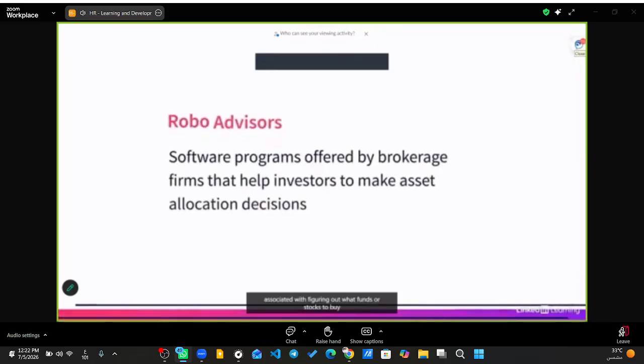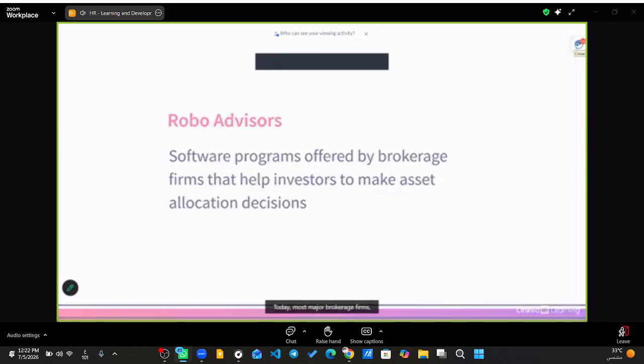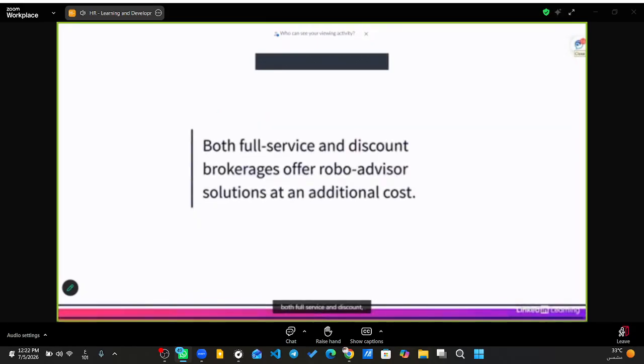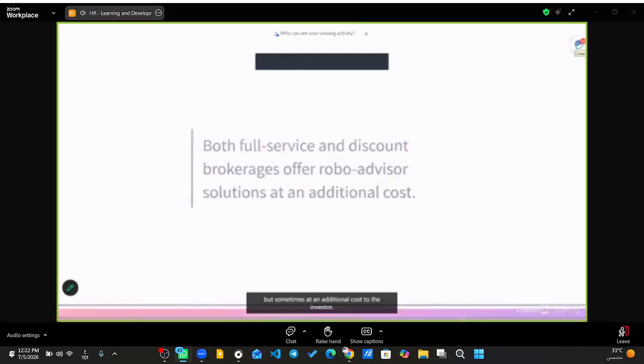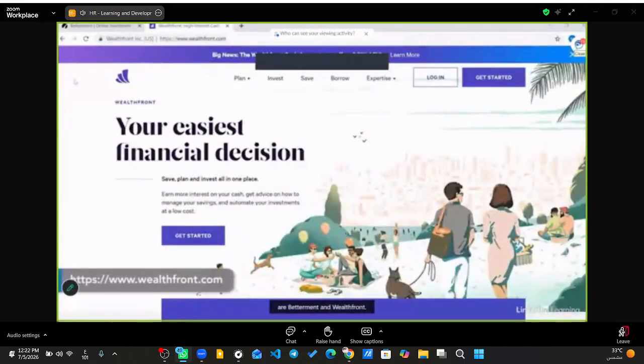One way to avoid the issues associated with figuring out what funds or stocks to buy is to use a robo-advisor. Robo-advisors are software programs offered by certain brokerage firms that help investors to make asset allocation decisions. Today, most major brokerage firms, both full service and discount, offer some sort of robo-advisor solution for their clients, but sometimes at an additional cost to the investor. Two examples of robo-advisors and two firms that basically invented the space are Betterment and Wealthfront.